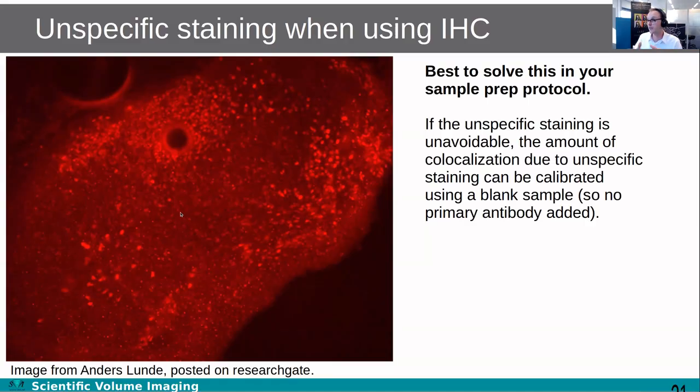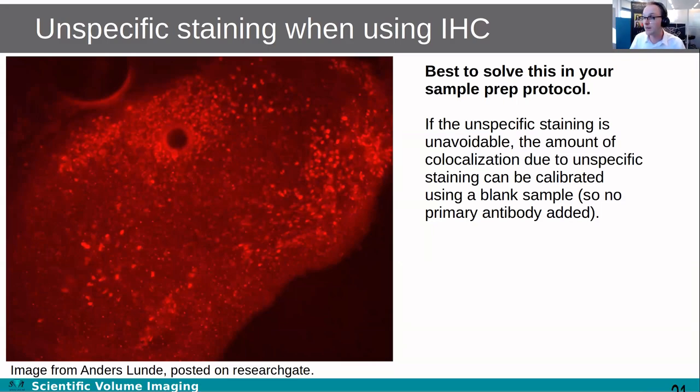So unfortunately, Huygens cannot correct for the unspecific staining, and that is because Huygens cannot know what labels you intended to be there and what labels you did not intend to be there. So Huygens does not have that information. So the best thing really is to solve this during sample preparation. And if you can't avoid it, then you can work around it.